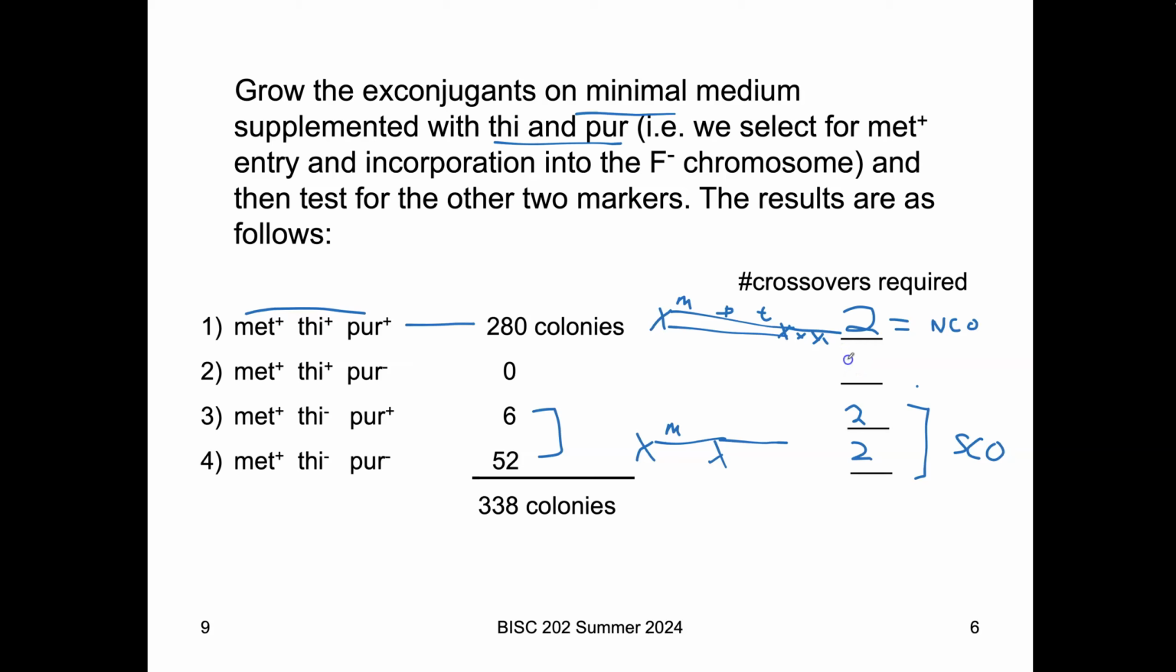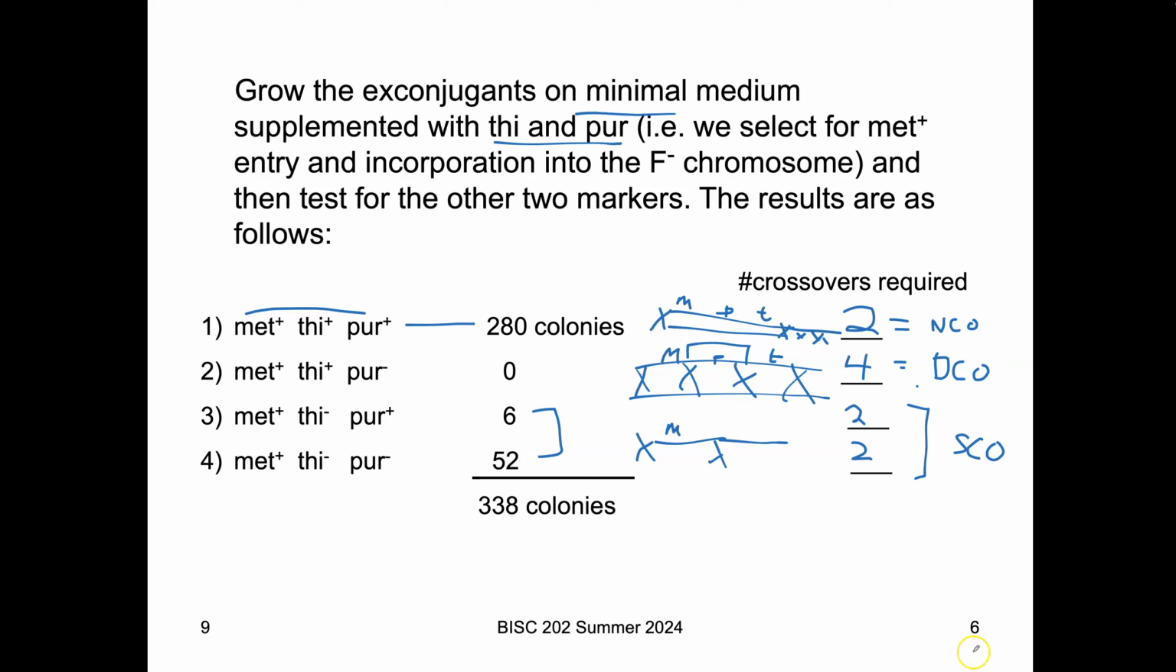And then this is our 4 crossover class, which is the same as our double crossover. So we've had a crossover between methionine and elsewhere, and then the others, suppose that this is the order here, but we've also had crossovers in between too. So there have been 2 crossovers in the area we're interested in, and that's why it's equivalent to the double crossover class. Okay, so hopefully that's clear.